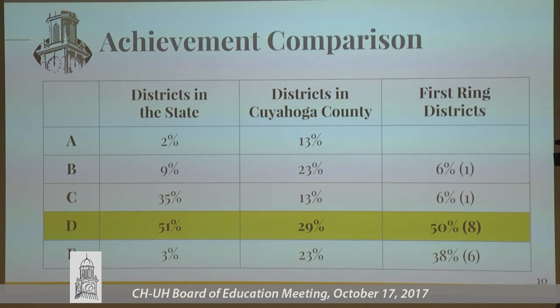Yes, and with that, we will take a look at those points, thinking about data and context. When we look at performance across the state, we see a majority of districts performed at the C or D range. In Cuyahoga County, we see a greater distribution of grades for the achievement component. In first ring school districts, a majority scored like us with an overall D. The numbers in parentheses for the first ring districts are the number of school districts. One school district earned a B, one earned a C.